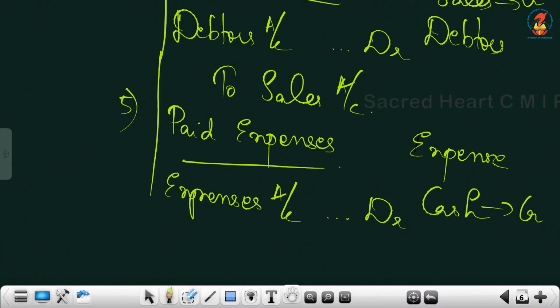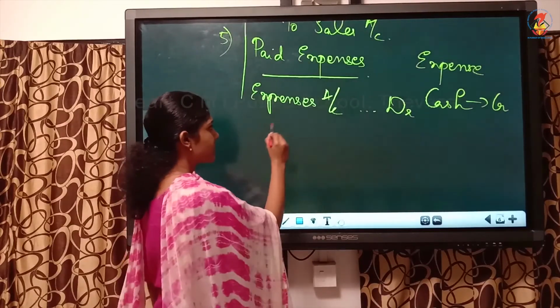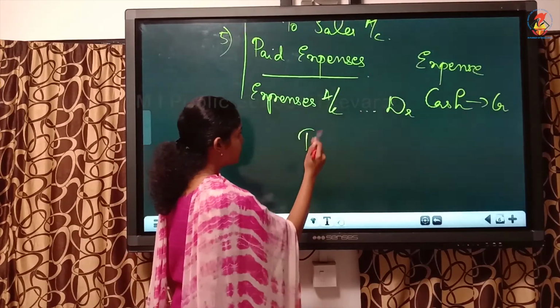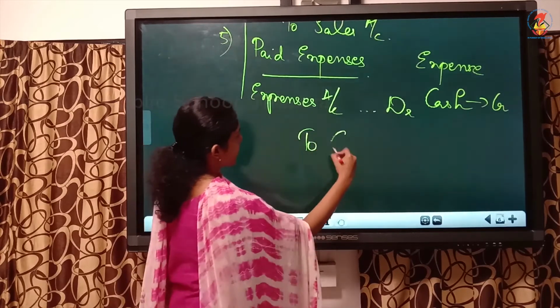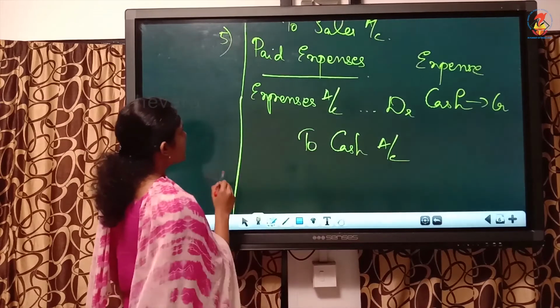debtor. See, there is no particular space actually. You need not measure the space and put 3 dots. Only thing is leave some space and put 3 dots. Okay. Expenses account debtor to cash account. The credited account is cash.